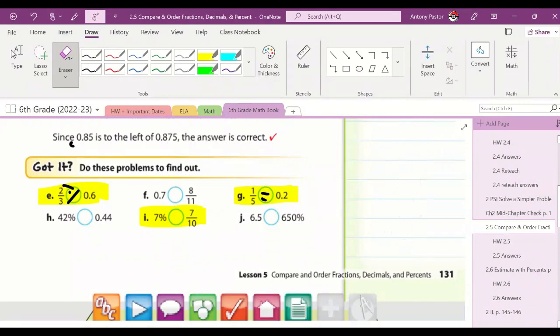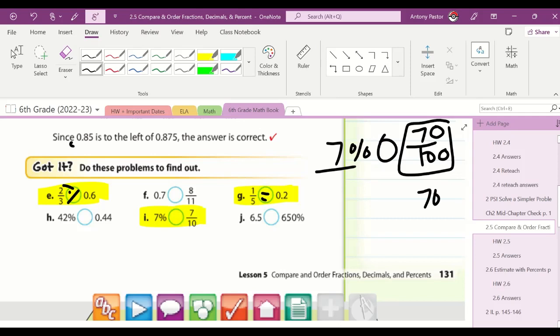And then in I, we have 7% compared to 7/10. Now, this one is an easy one where you can actually convert the 7 over 10 to become a percentage. Remember, all percents are out of 100. So if I need to change that decimal to have a denominator out of 100, 10 times 10 will make this 100. If I multiply that by 10, I have to multiply the top by 10. This is 70 out of 100, or in percentages, 70%. 70% is way bigger than 7%. Therefore, 7% is less than 7/10.